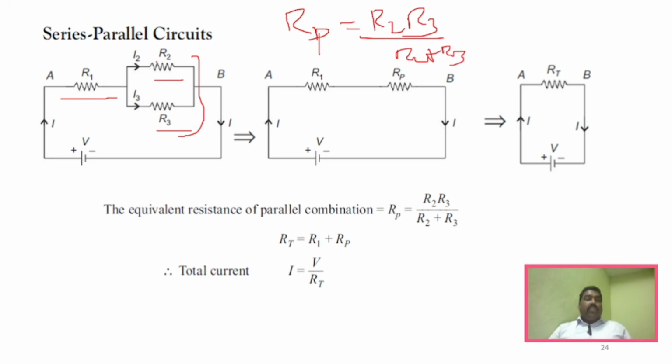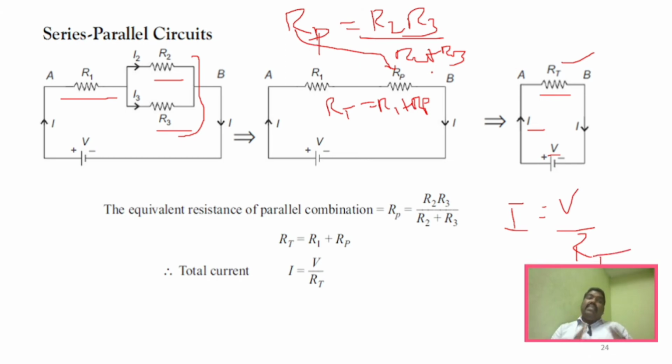So now I can find out the RP. You can use any terms, RP, RC, whatever you want, right? So now these two resistors have become RP. Now these two resistances are in series. So how can I write? RT will be R1 plus RP. So I am able to find out RT. Now we have only one voltage, one RT and I. So how can I find out I? I is equal to V divided by RT. This is how you have to simplify any series parallel circuit, right?